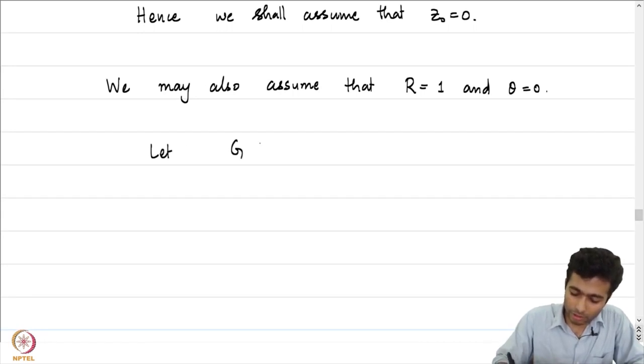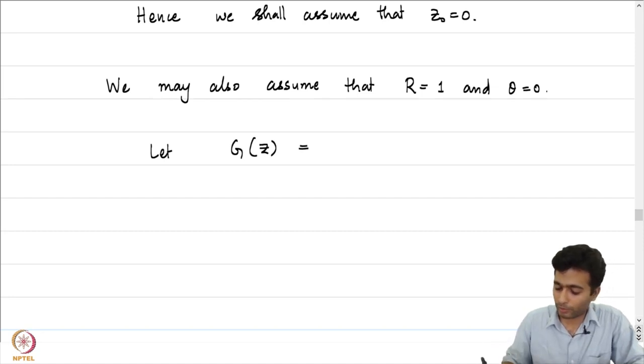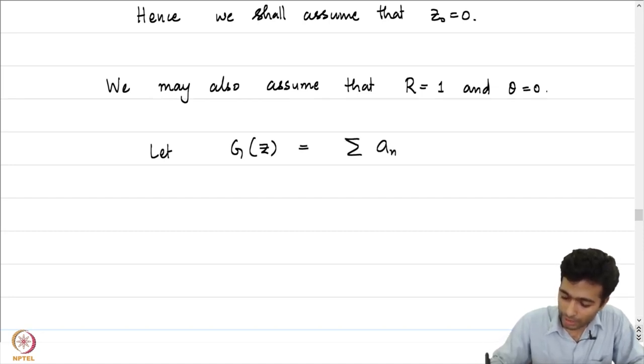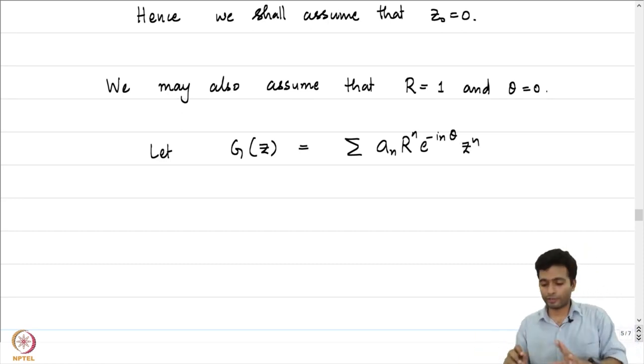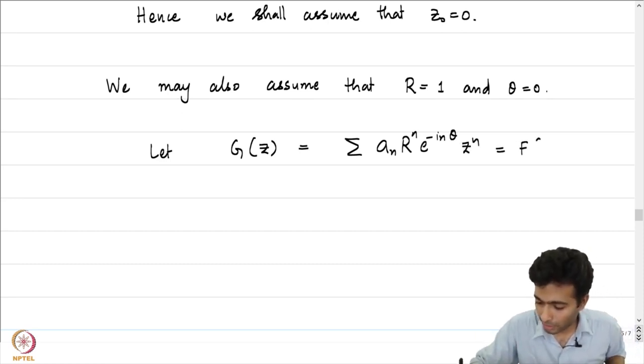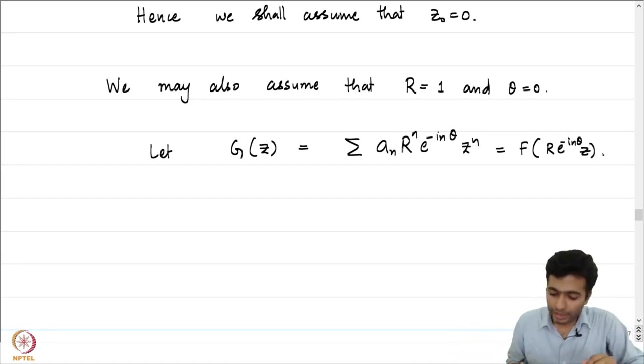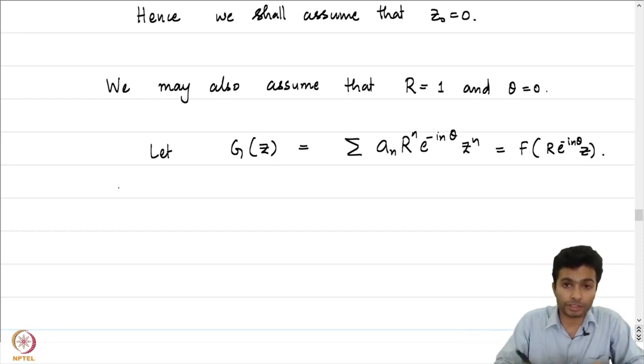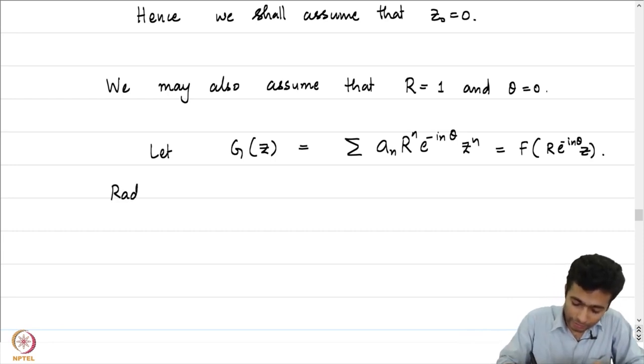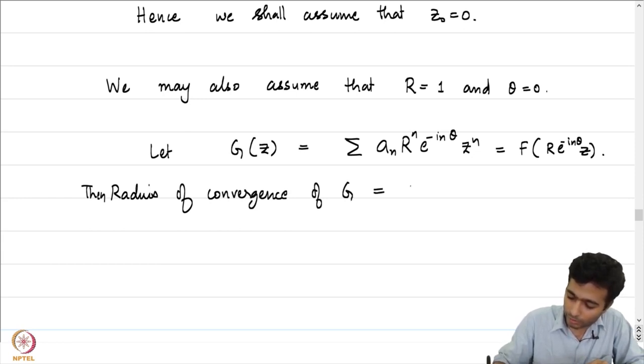let g of z be equal to summation a n r to the power n e to the power minus i n theta z to the power n. If you notice carefully, this is nothing but f of r e to the power minus i theta times z. If you look at the radius of convergence of g, the radius of convergence of g is equal to 1.